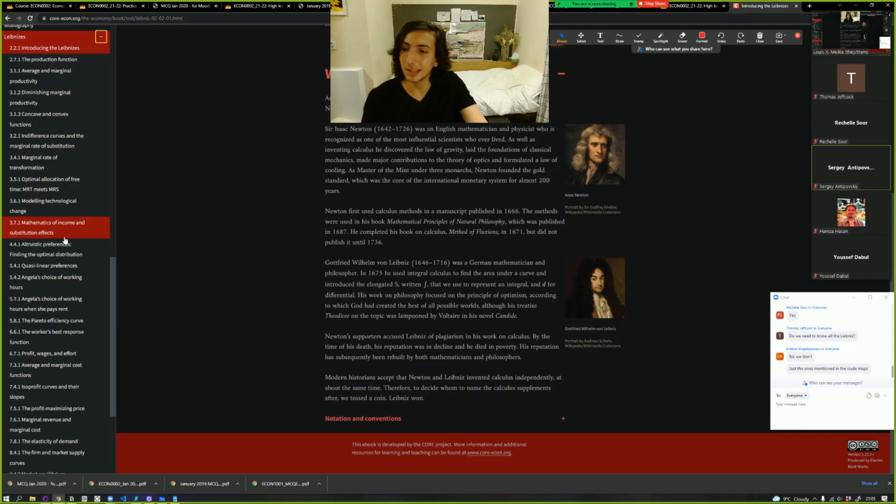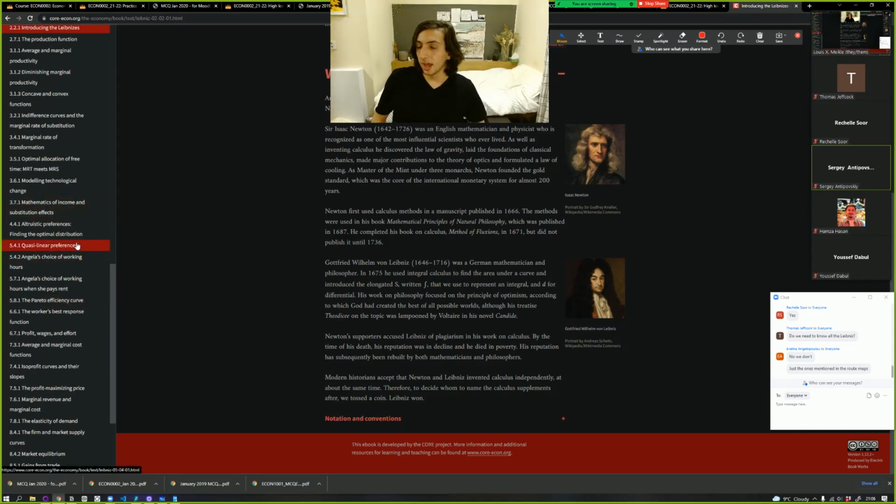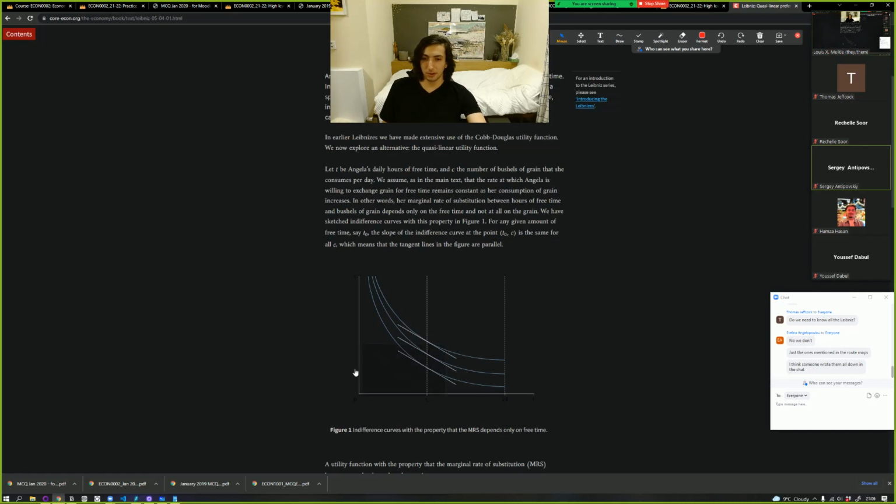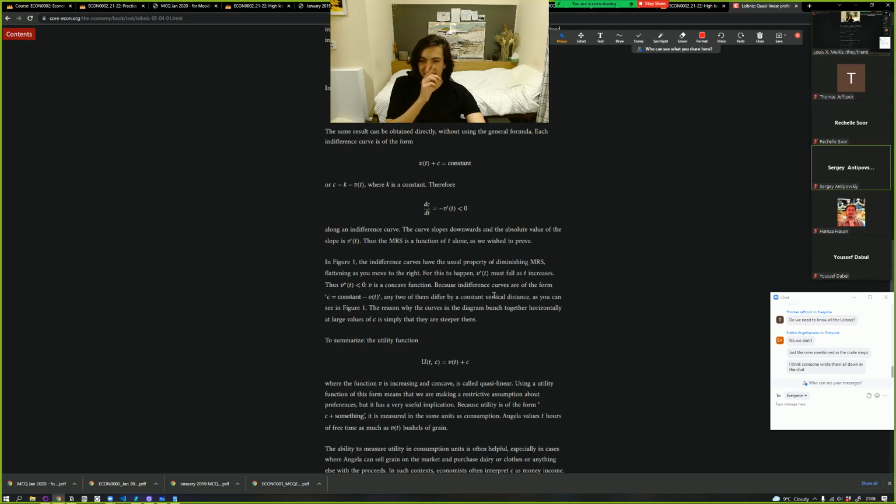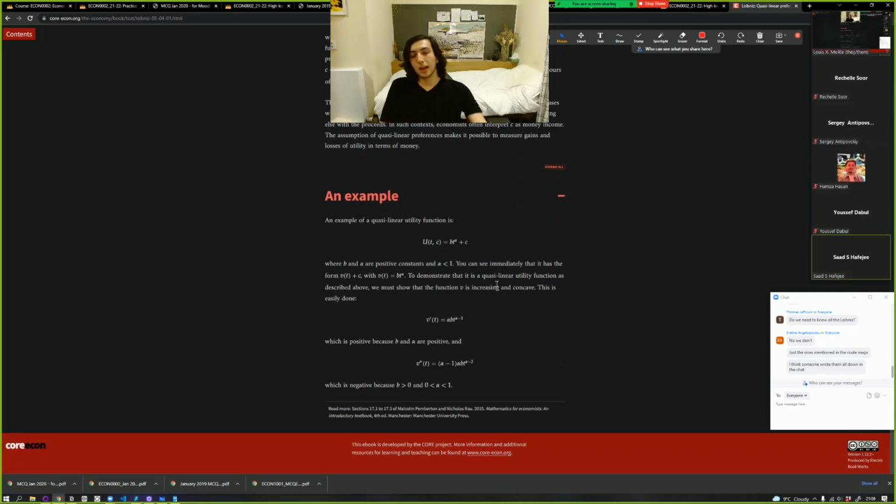So you can see on the left here, you've got all of them. First of all, no we don't, just the ones mentioned in the root maps. Yeah, Evelyn is sort of covering it in the chat. Thank you. So most of these are not essentially required, such as things like quasi-linear preferences. Something like that would not be normally required. As you can sort of see, it's a bit more of an advanced topic. Essentially think of it like this. If it was not covered in your tutorials, it's probably not going to come up.